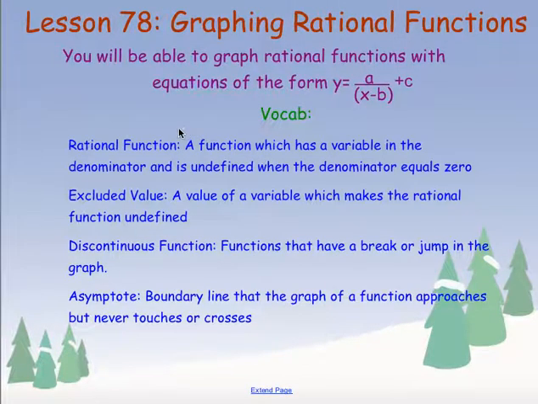Now we have a couple vocab terms. Remember that our rational function is a function that has a variable in the denominator, and we say it's undefined when that denominator equals 0. And we need to exclude a value if that denominator is going to equal 0, so that is our excluded value. A discontinuous function has a break or a jump in the graph, and lastly, an asymptote is a boundary line that our function approaches but never touches or crosses. That's actually our excluded value in our rational function and our c value. Those will give us vertical and horizontal asymptotes.